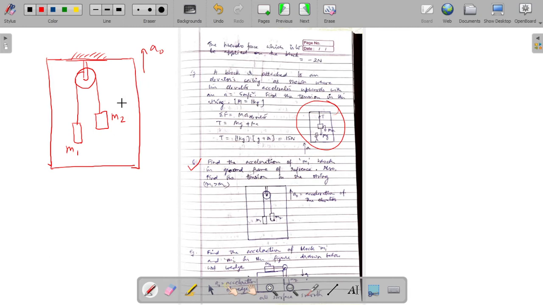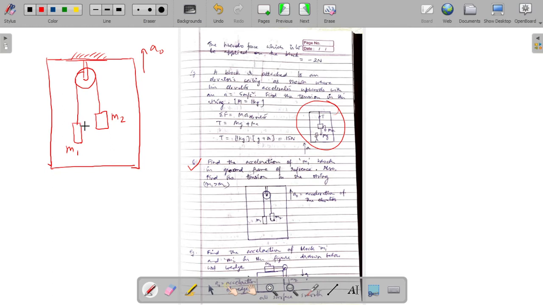So usually we have been dealing with such type of systems when the pulley itself, or the ceiling specifically speaking, is at rest. Now in this case the ceiling is moving upward with an acceleration a naught, and as a result the whole system seems to be moving upward with an acceleration a naught. Now at first observation it would seem that mass m1 and m2 would be having some different accelerations. The natural question which comes to mind is what would be the values of accelerations of mass m1 and m2.